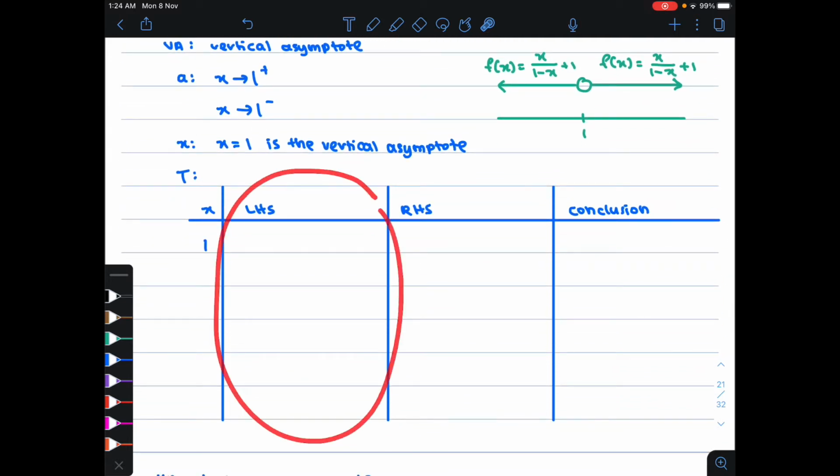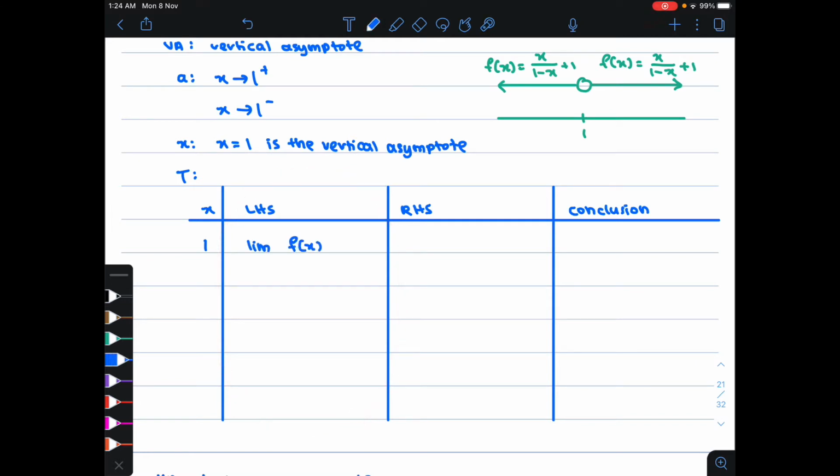For the second column, we have left hand side. So we need to find the limit of f(x) as x approaching 1 from the left hand side. So here is 1. x is approaching 1 from the left hand side, and on the left hand side here, this is your function f(x). So change f(x). Substitute x equal to 1 into x. For the first term, x is just 1, and then we have 1 minus 1, which is 0. So that's for the first term.